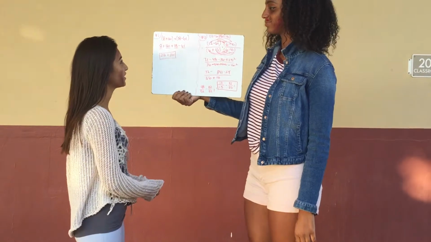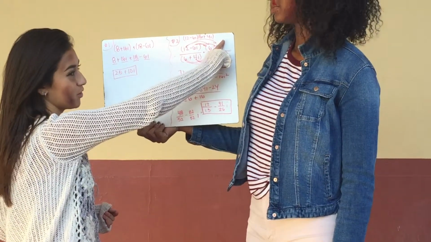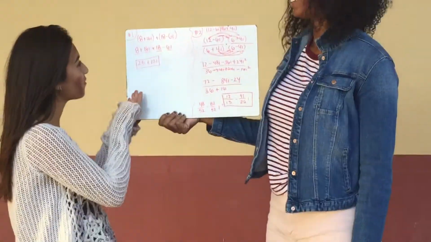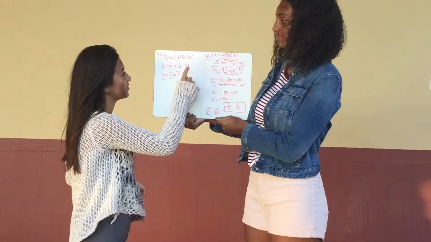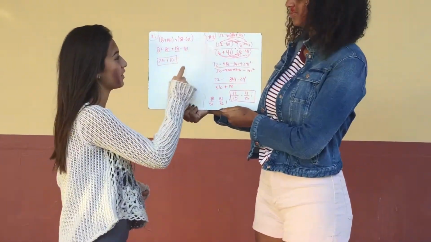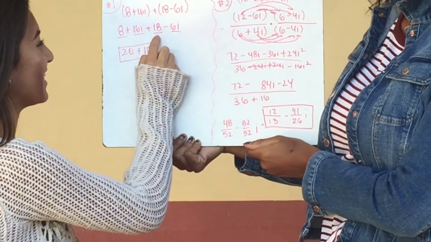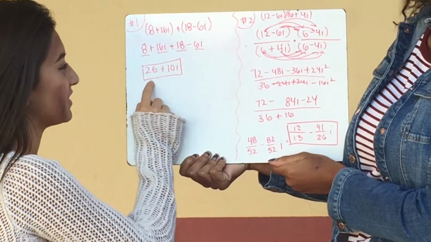Okay, so first we're going to show you an addition problem and a division problem using imaginary numbers. So for our first problem, we have 8 plus 16i plus 18 minus 6i. So basically what you're going to do is take the parentheses out and combine the like terms. Add 8 plus 18 and 16i plus -6i, and you get 26 plus 10i.